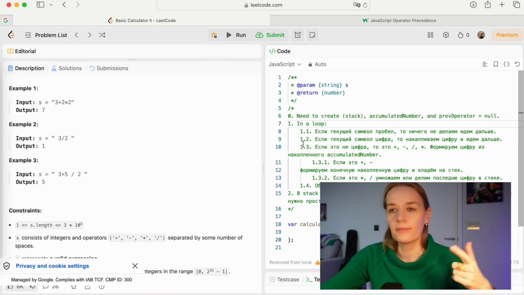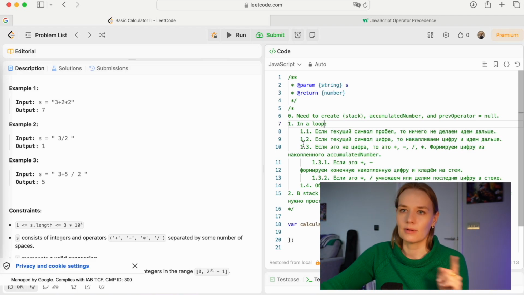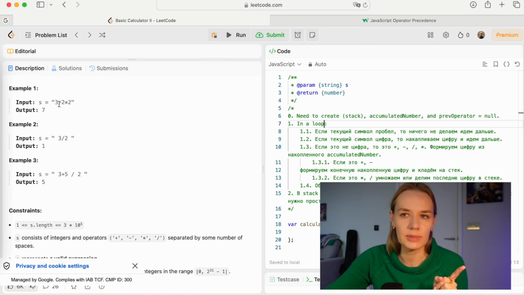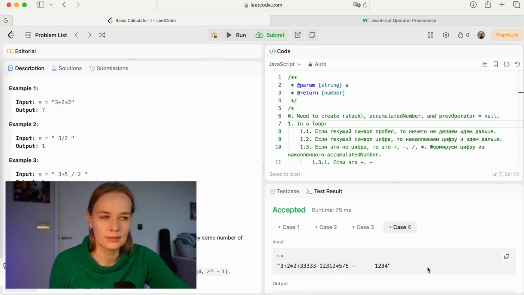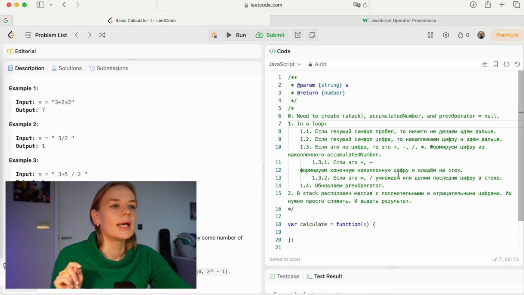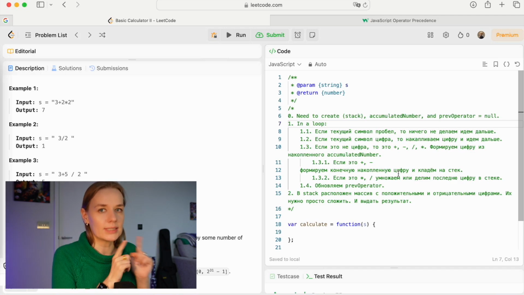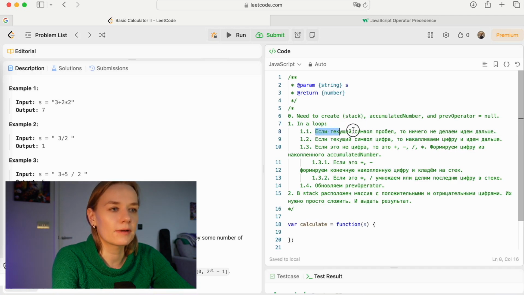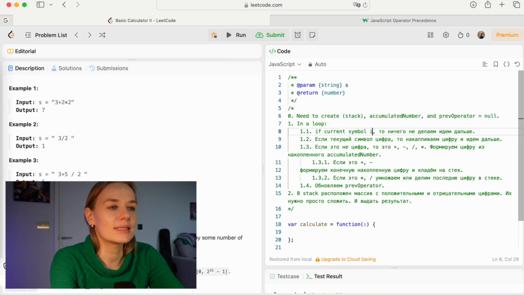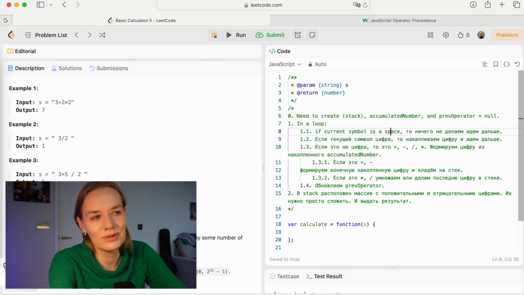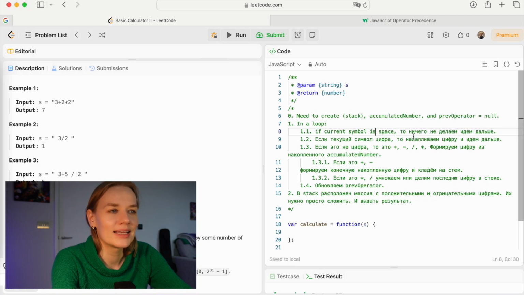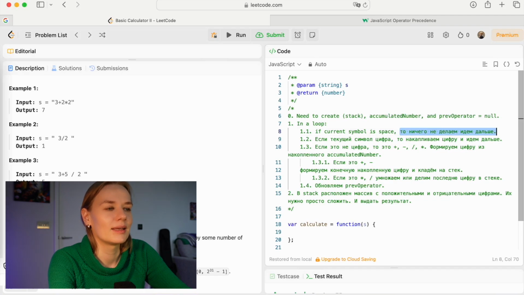We go through the loop, through each symbol. For example, s is a string. It can be like that, or like that, or even longer, and we go through each symbol in the loop. If the current symbol is a space, then do nothing. Go next.